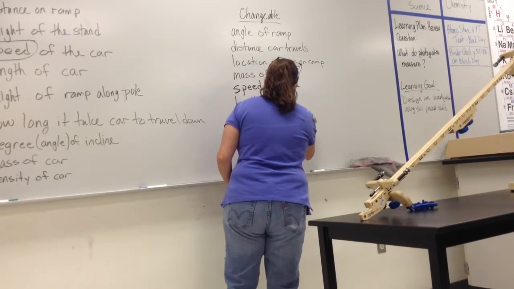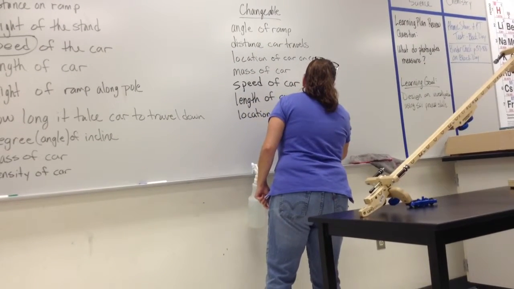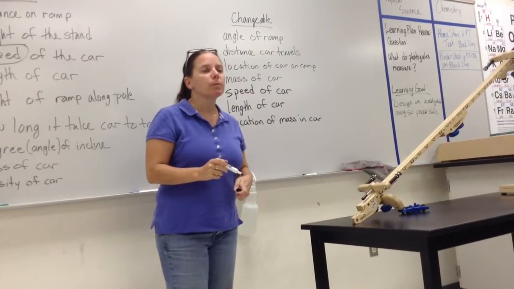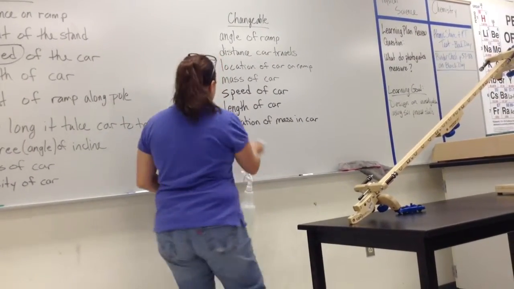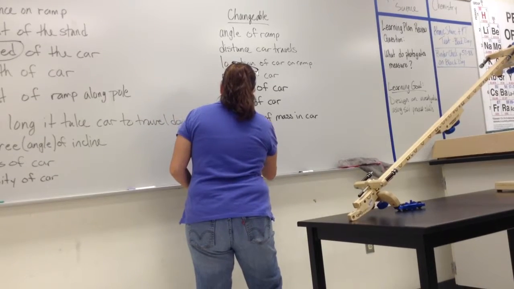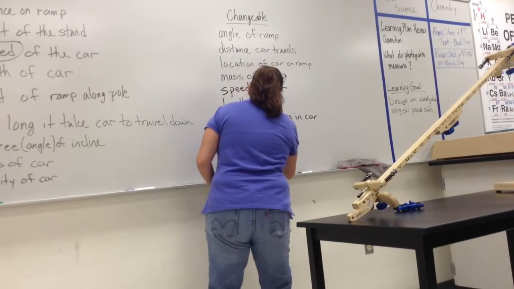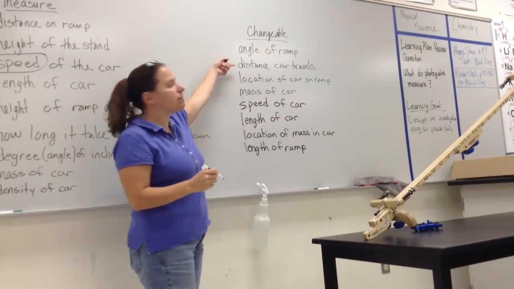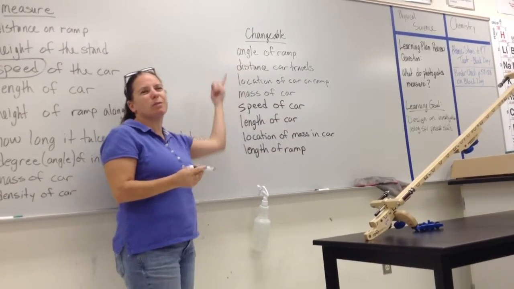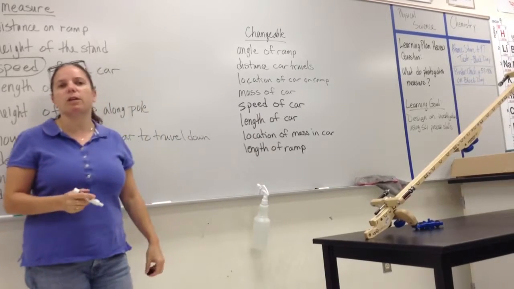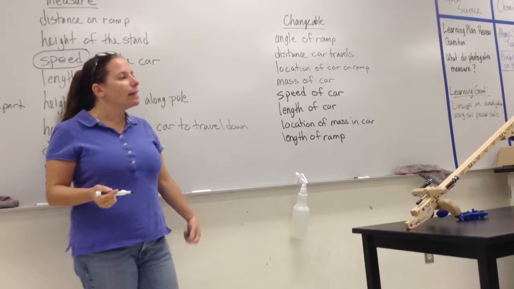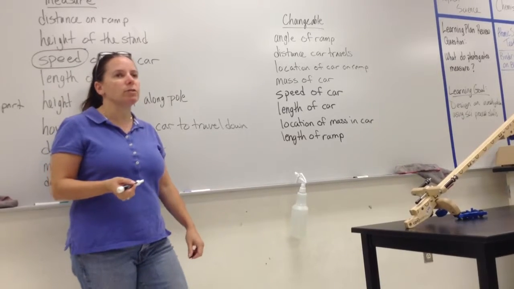The location of mass within the car. Yes, Tristan, the length of the ramp. Did we already say that? No, I thought I said it. I said it in my head. Oh, that's what I heard. Well, we have the distance the car travels, so similar. But that's okay. We're generating a list of ideas and thoughts. Anything else that can be changed?